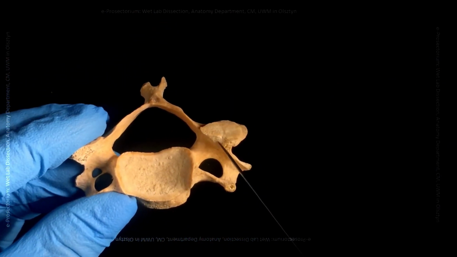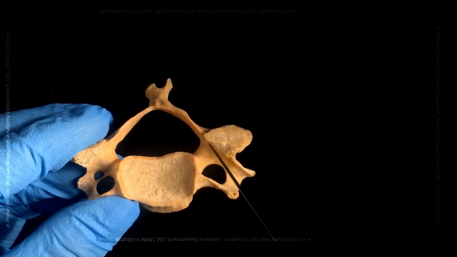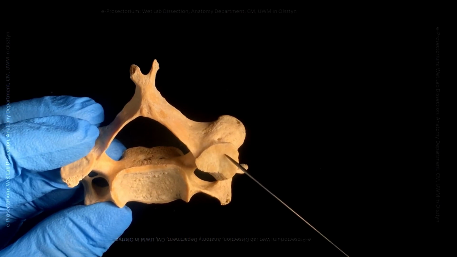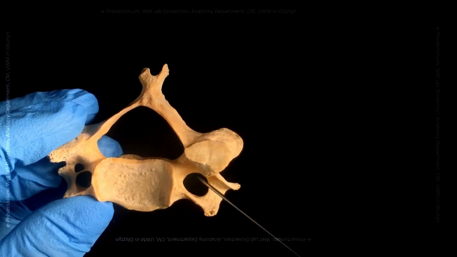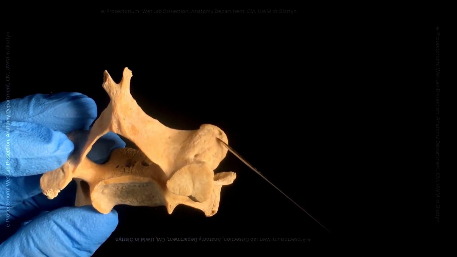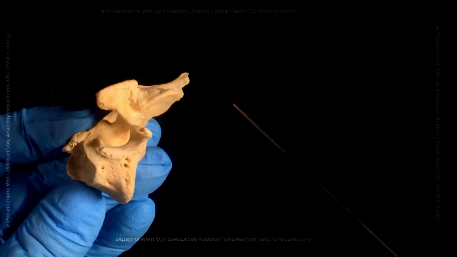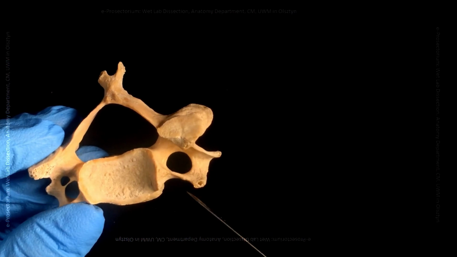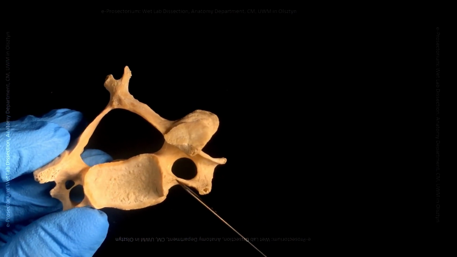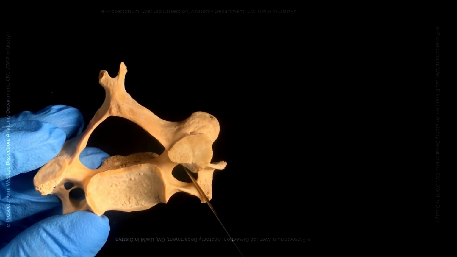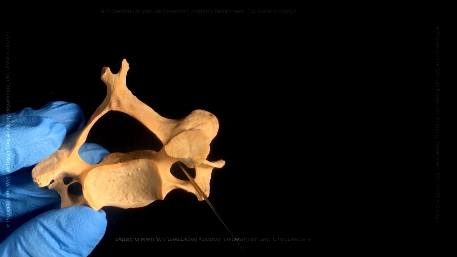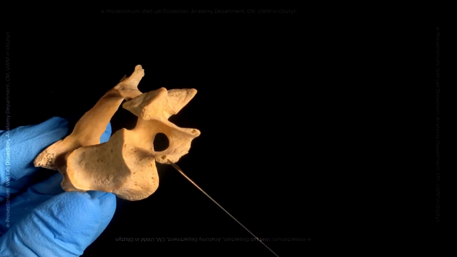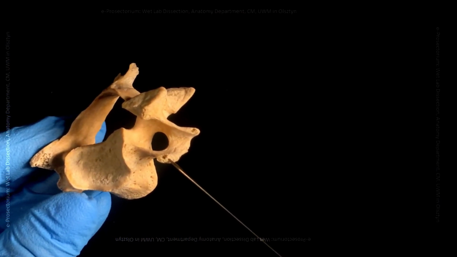Here, we can see the superior articular process with the superior articular surface and the inferior articular process with the inferior articular surface. Visible here is the transverse process with the foramina of transverse process. We have the posterior tubercle and the anterior tubercle.